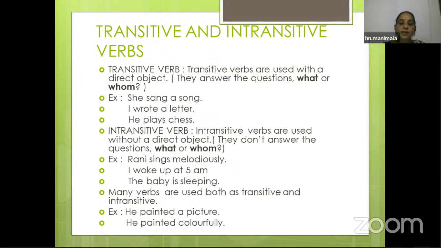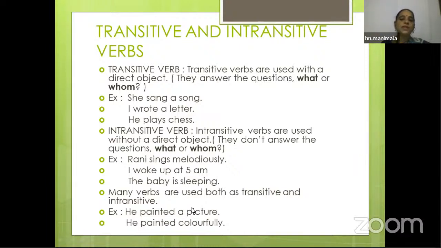Here you can see some sentences that we can use as transitive, as well as intransitive. Many verbs can be used as both transitive or intransitive. So here we can use it. Many verbs are used both as transitive and intransitive.